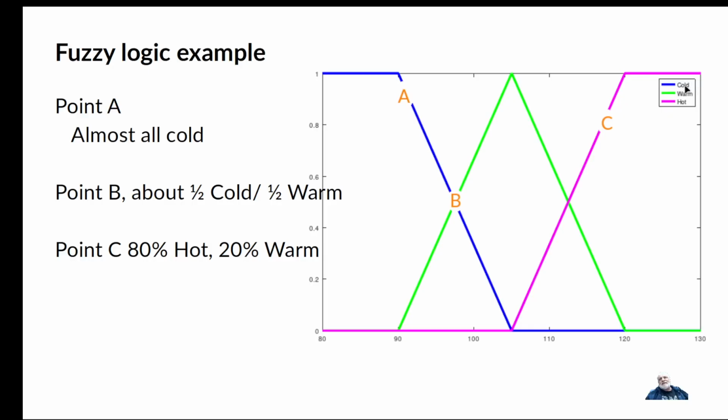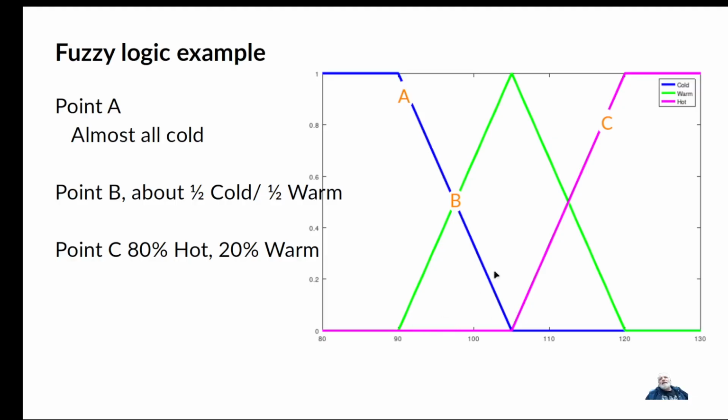So this is an example. I just have three temperatures. I have a cold, a warm, and a hot. And so the blue here is cold. So what I'm saying is anything below 90 degrees is 100% cold, and anything above 105 degrees is not cold. And so then this range from basically 90 to 105 degrees is a variation of cold. So it's a variation or a degree of cold.